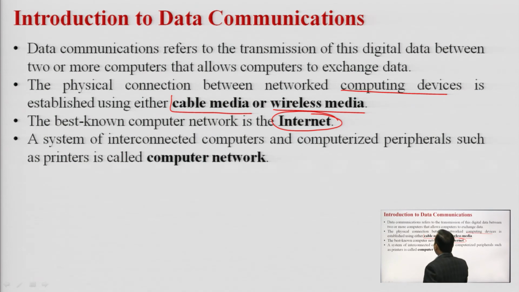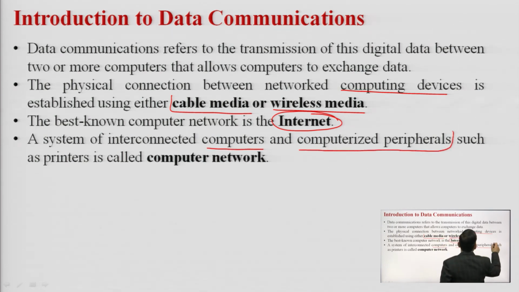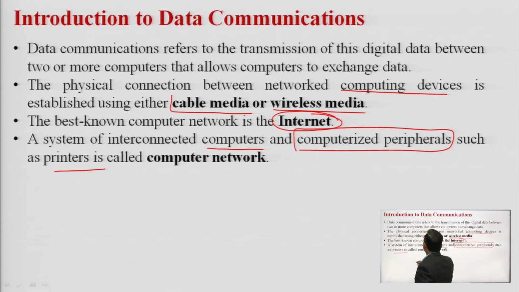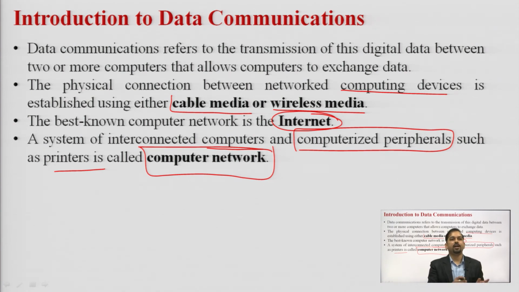A system of interconnected components and computerized peripherals, such as printers, is called a computer network. That is, the interconnected computers along with the peripherals are called a computer network.